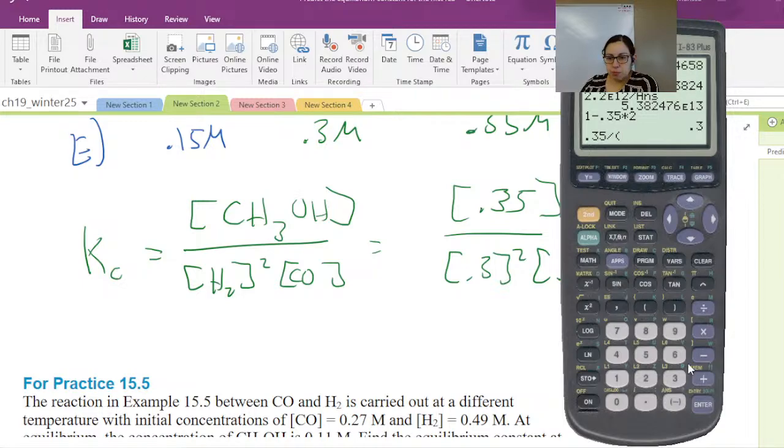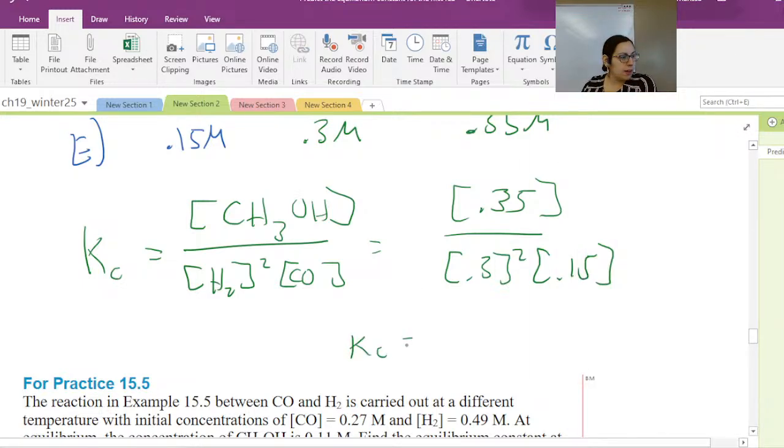Don't forget parentheses and order of operations here on the bottom. And so that leaves me with about 25.93 for my Kc here. So it just barely favors our products in general.